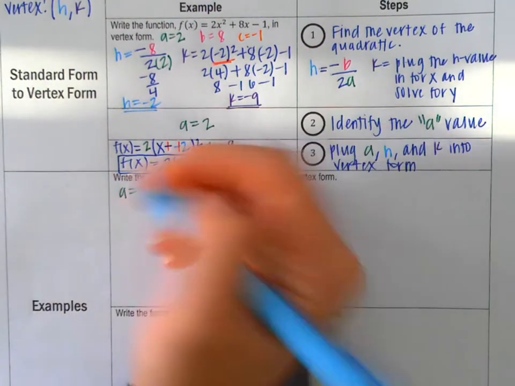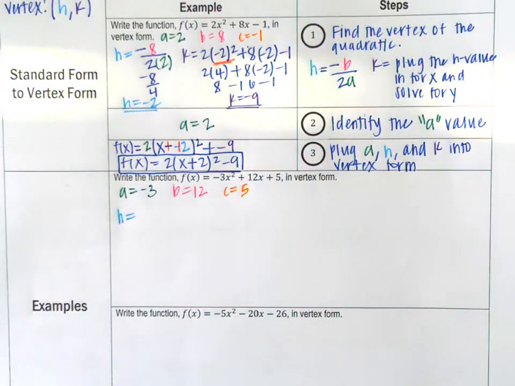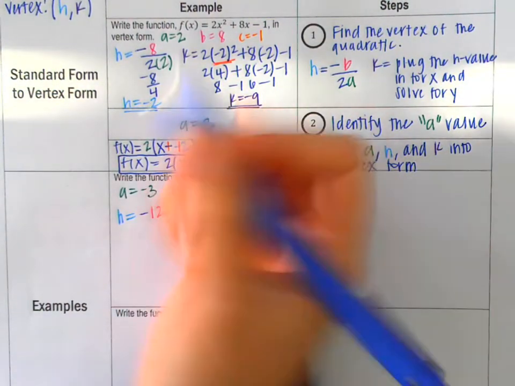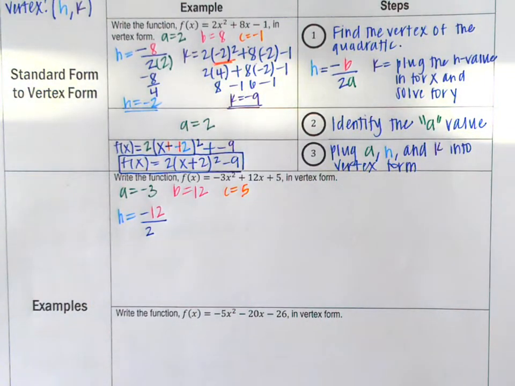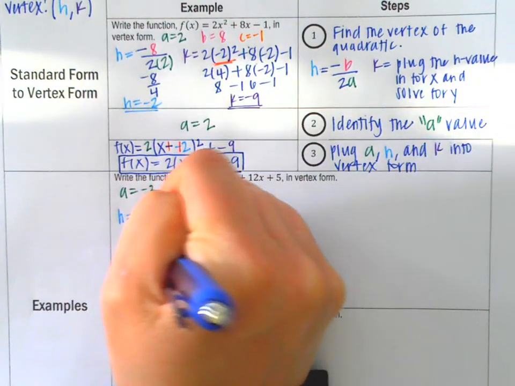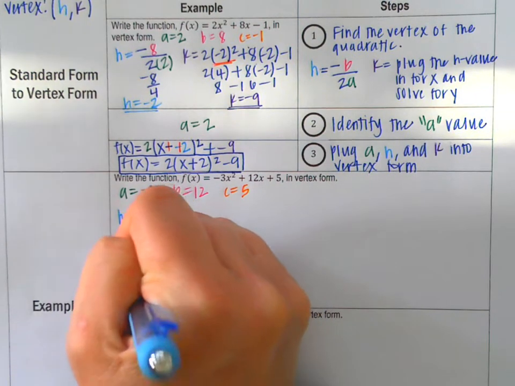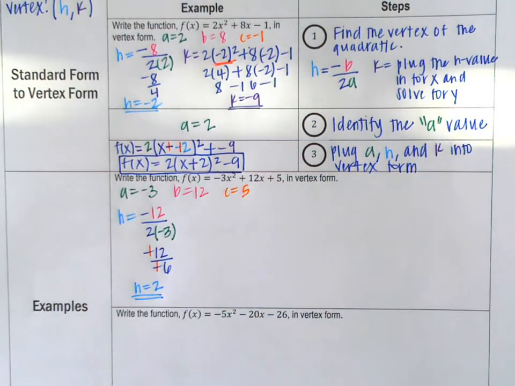Okay, so H is going to be the opposite of B, so the opposite of 12, divided by 2a, so 2 times negative 3. So we have negative 12 over 2 times negative 3, which is negative 6. First thing I recognize is a negative and a negative make a positive. So 12 divided by 6 gets me an H value of 2. If you got an H value of 2, plug it back into your quadratic function and get your K value. Then come back and check your work.